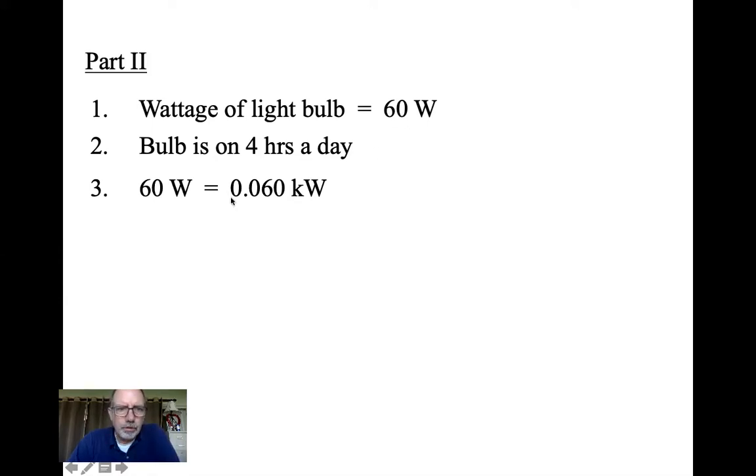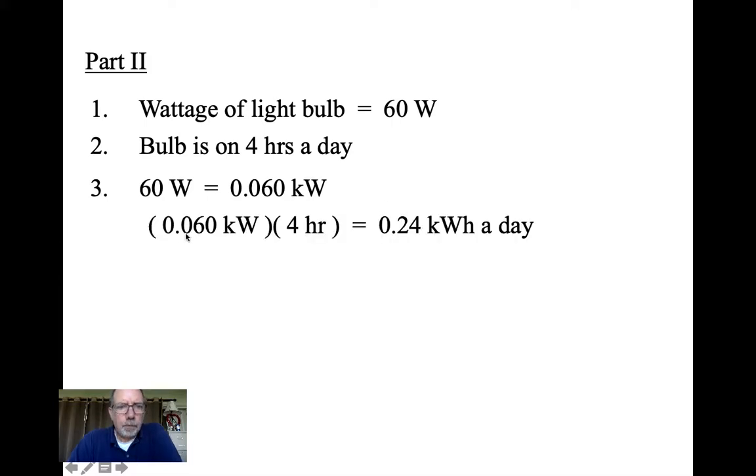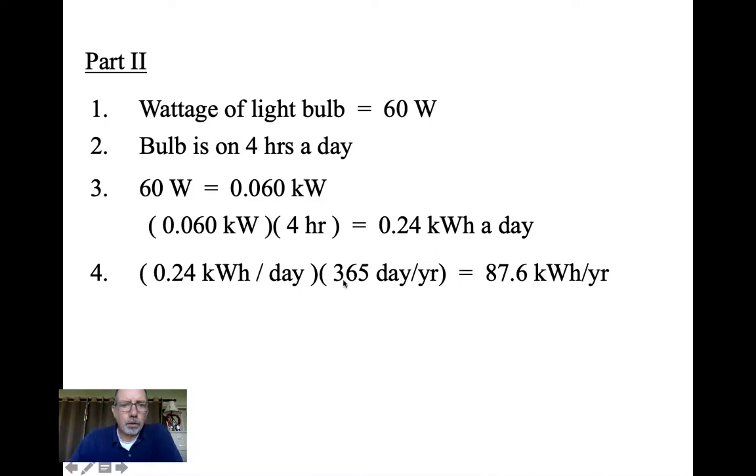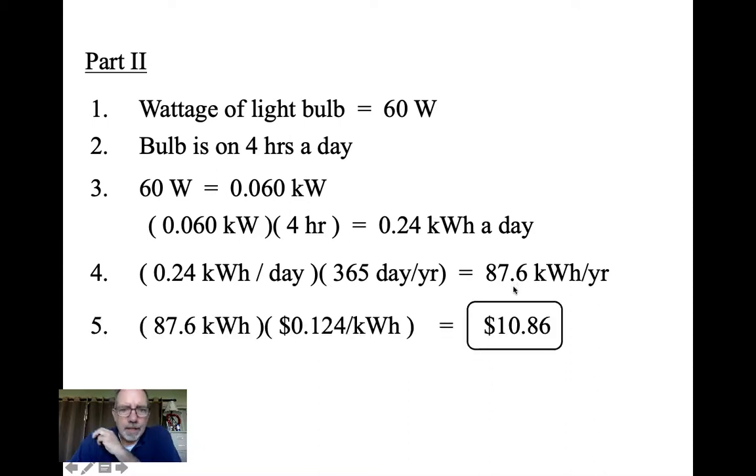60 watts is 0.060 kilowatts. I move the decimal point 3 places. Over the course of a day, it uses 0.24 kilowatt hours of energy per day. Over the course of a year, considering 365 days in a year, that bulb uses 87.6 kilowatt hours of energy per year. And then the cost of running that is $10.86. Now, what would it cost me to use an LED?